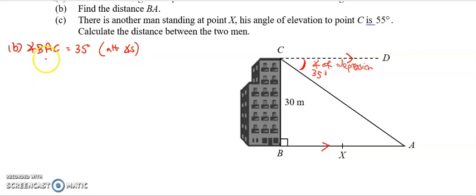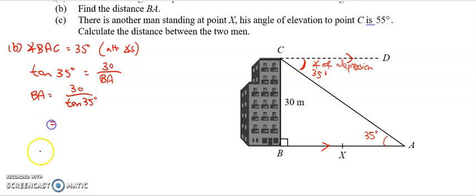Next we have to find distance BA. We use tangent 35 degrees. Opposite is the height of the building, 30 meters, over BA. So BA will be 30 divided by tangent 35. We get 42.8444, which is 42.8 meters in 3SF.